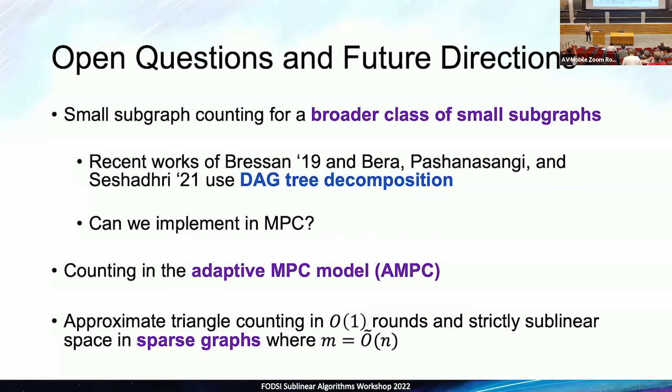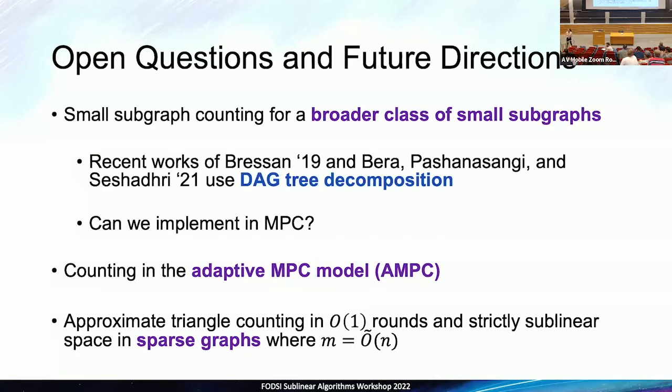Any questions? Do you think it's possible that you could get O(1) rounds for exact triangle counting, since arboricity is connected to orientations? Like, you can basically just orient the edges from lower degree to higher degree, which you could do in one round or maybe constant rounds. And then you just have to enumerate all pairs of out-neighbors and check if they form a triangle.